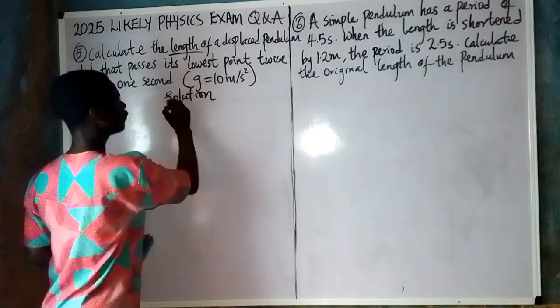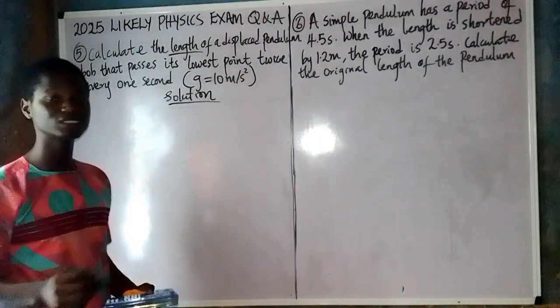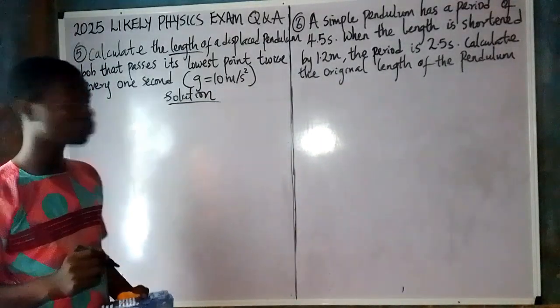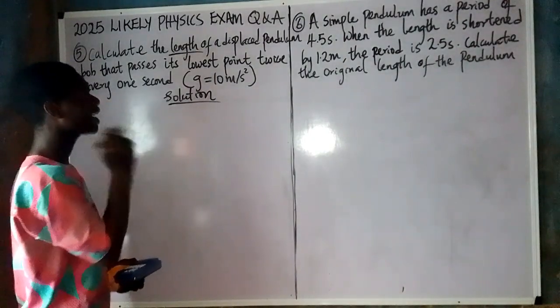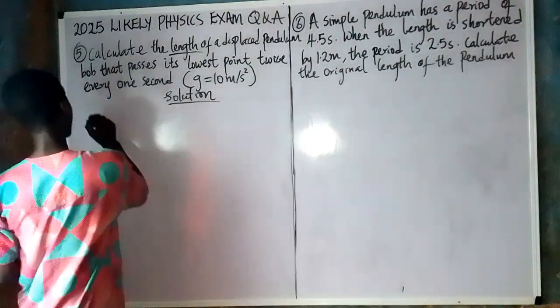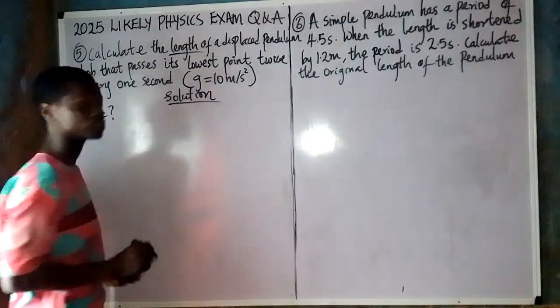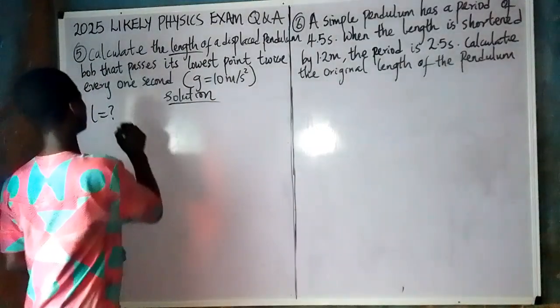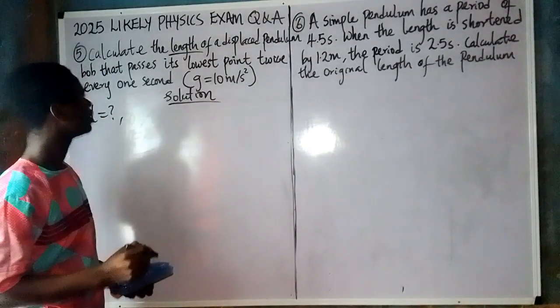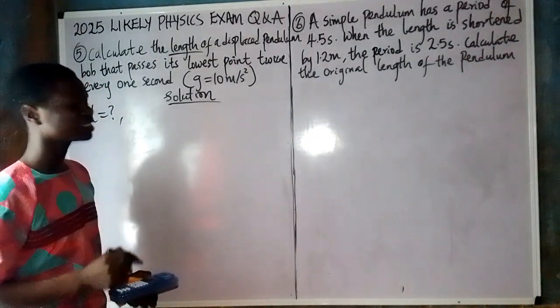Now, first thing first, when you have a question in physics, derive what was given in the question. So we go again. Calculate the length. L is unknown from this question. Now what else? Of the pendulum bulb that passes its lowest point twice.